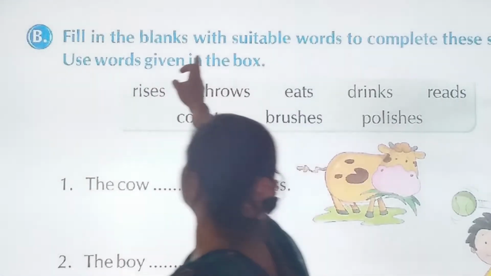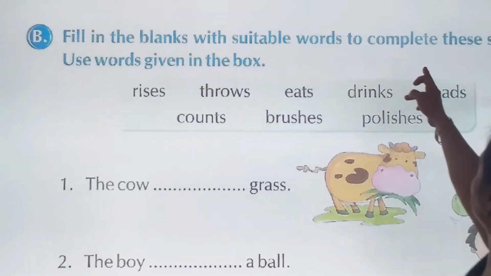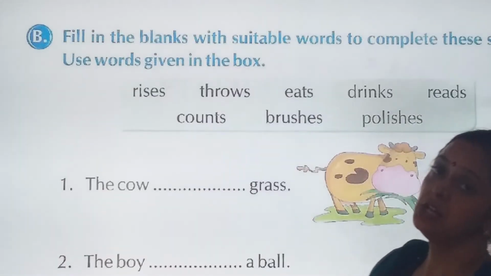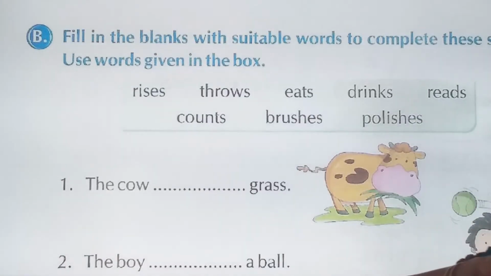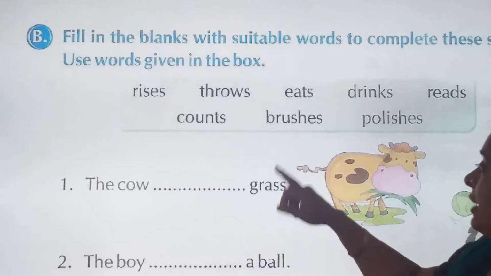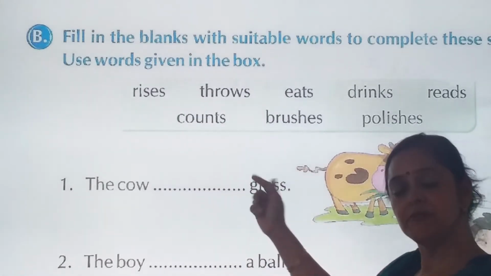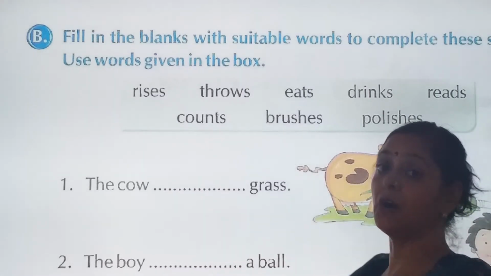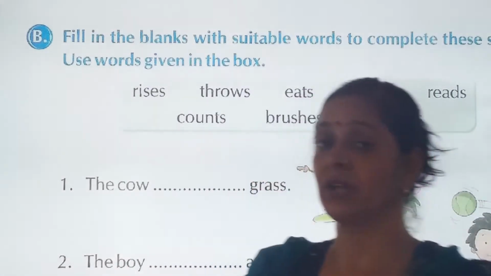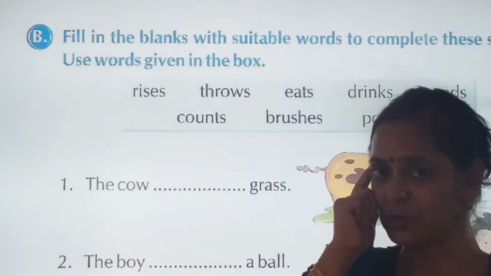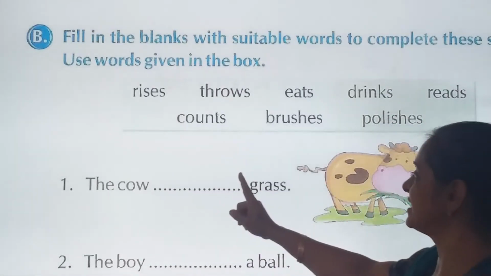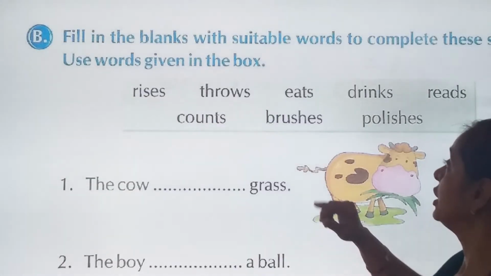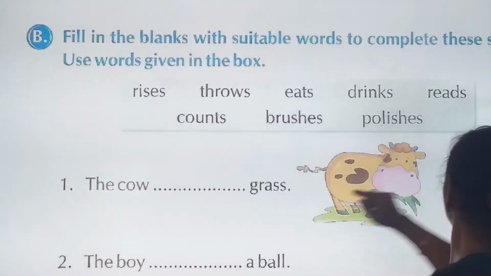Fill in the blanks with suitable words. To complete these sentences, use words given in the box. So the words will be given to you in the table form and read the sentence and fill in the blanks. Okay. The cow dash grass. Now tell me beta, grass के साथ cow क्या करती है? You have to think. Eat. Eats. The cow eats grass. You have to pick this and write over here.